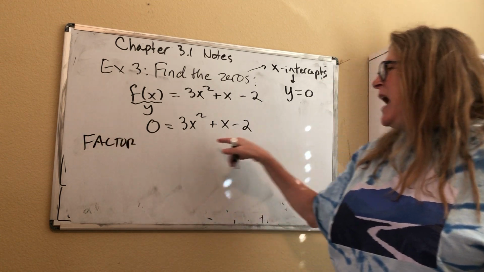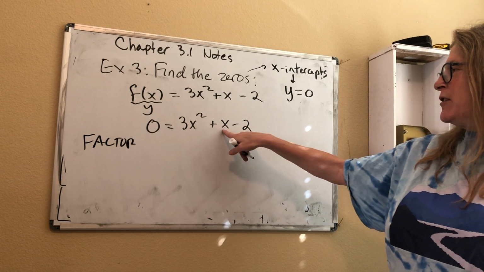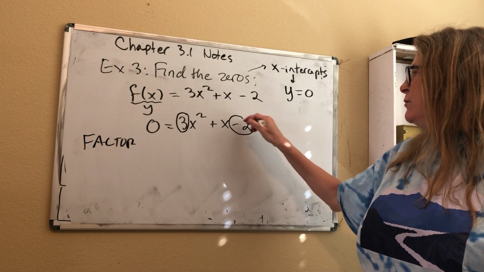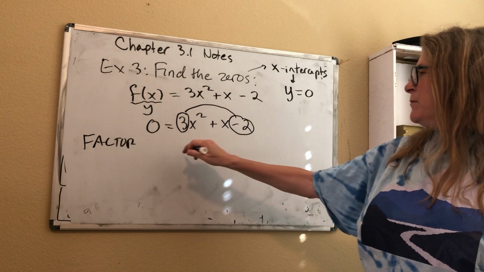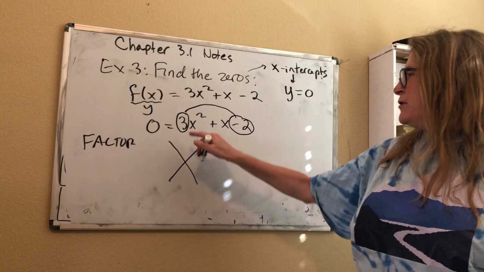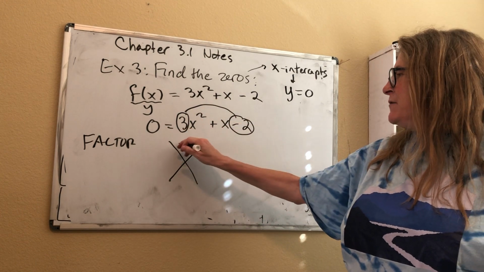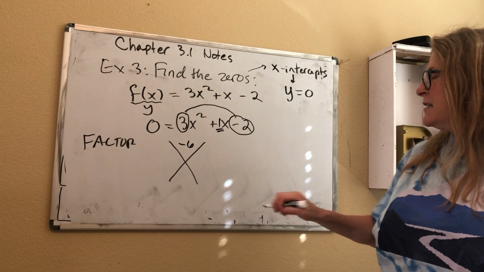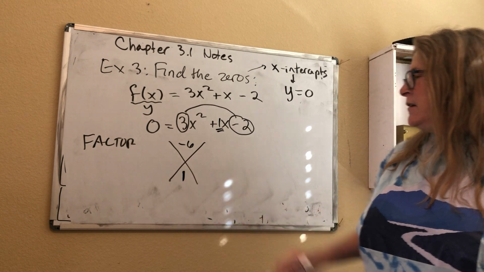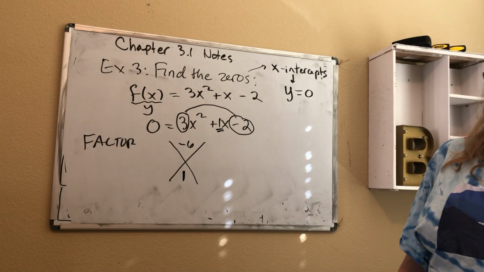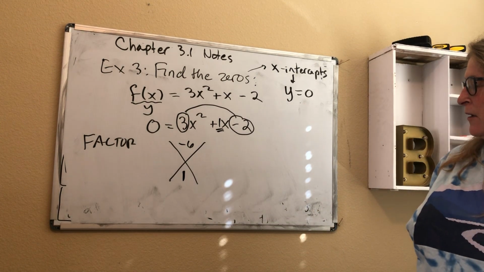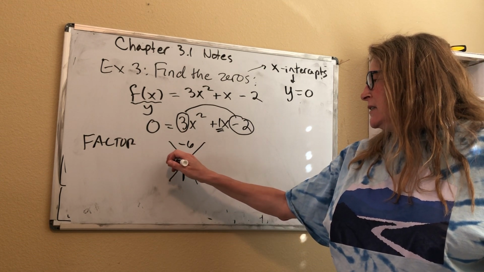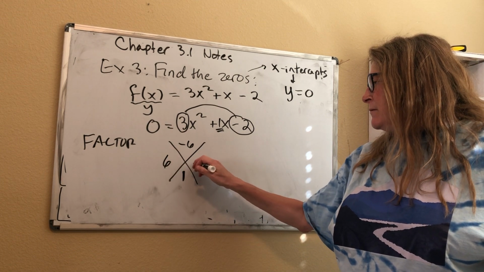So I'm hoping this pattern comes out at you. I've got an x squared, an x, and a number. That means I am going to do a diamond problem. Two numbers that multiply to 3 times negative 2, which is negative 6. And then there's a 1 in front of here, right, guys? And add to 1. Multiply to negative 6 and add to 1. Well, to me, that is 6 and negative 1.